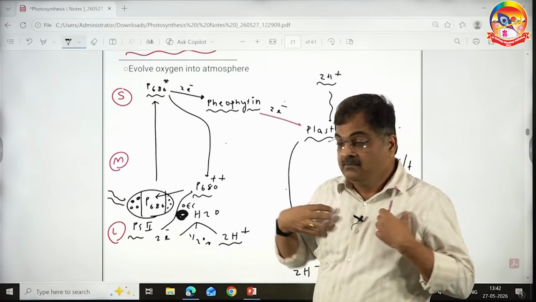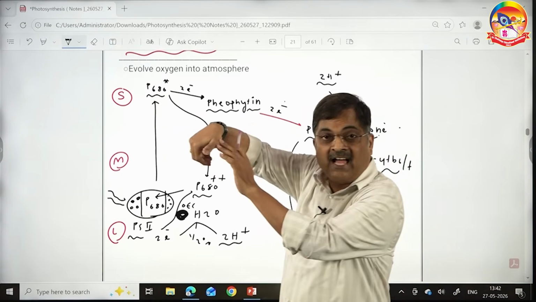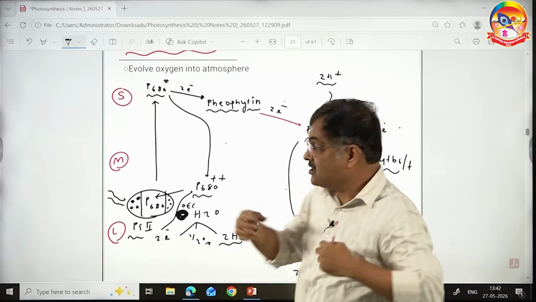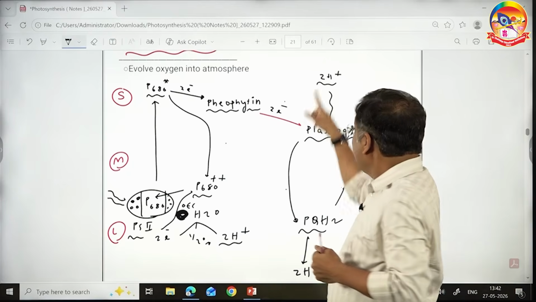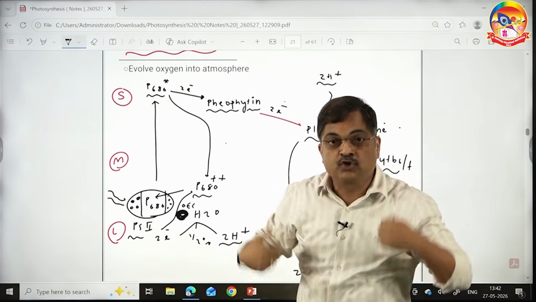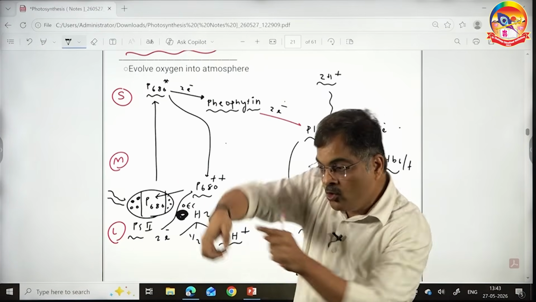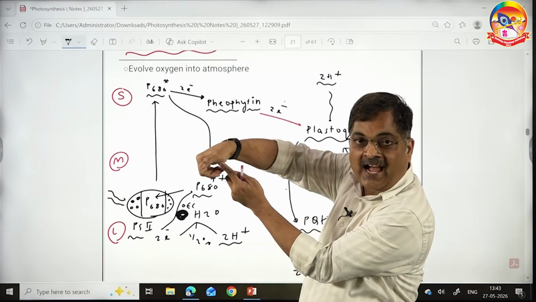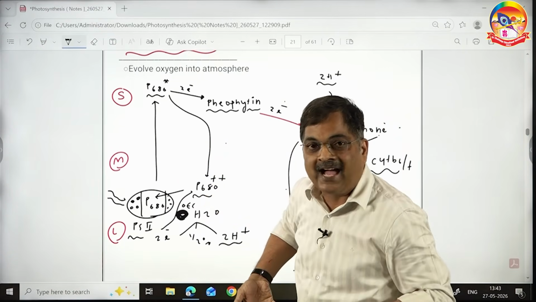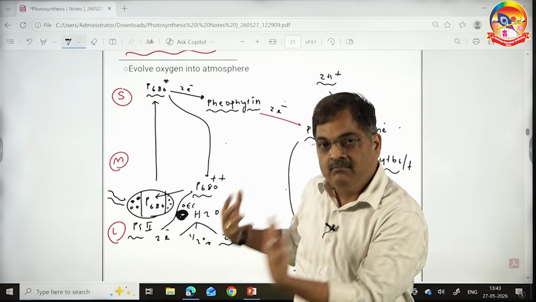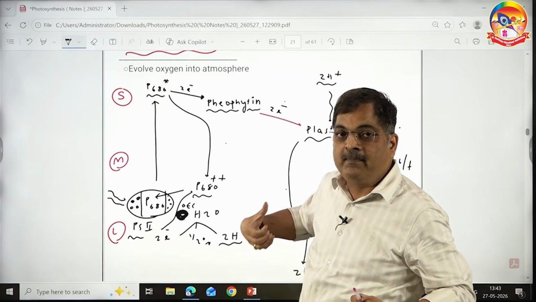I am PQ, present towards the stroma side. I accept two electrons thanks to pheophytin. I accept two protons from stroma. Now I become PQH2. Now I tend to move on this membrane towards the lumen side. I'm free to move because the lipids are permeable. I'm a lipid. Phospholipids in the thylakoid membrane are permeable.